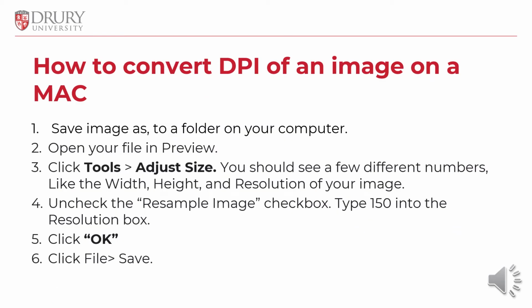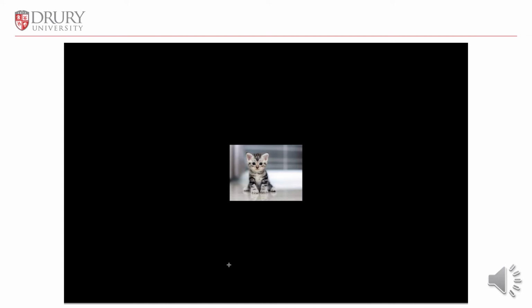Converting the DPI on a Mac is slightly easier than on a Windows because you can do it directly on your computer and you don't have to go to an outside web source. Once you have downloaded your image, you will want to click on it to open it. Then you will go up to Tools, Adjust Size, look for the resolution, that's the same as DPI, change it to 150. Hit OK, and it will resize your image and automatically save it.